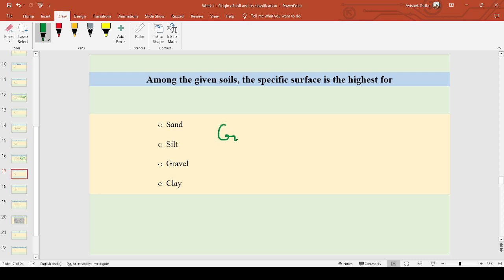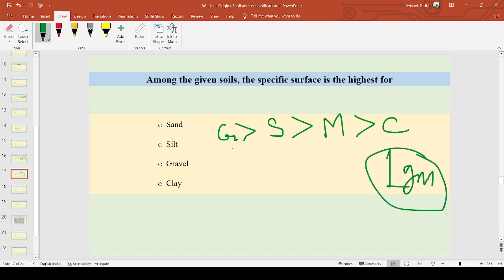So gravel has the maximum size, then comes sand, then comes silt, then comes clay. So clay has the minimum size of particles. In a particular mass of soil, suppose it is 1 gram, if the mass is constant for all these kinds of soil, then clay will have the largest number of particles because it has the finest particles.